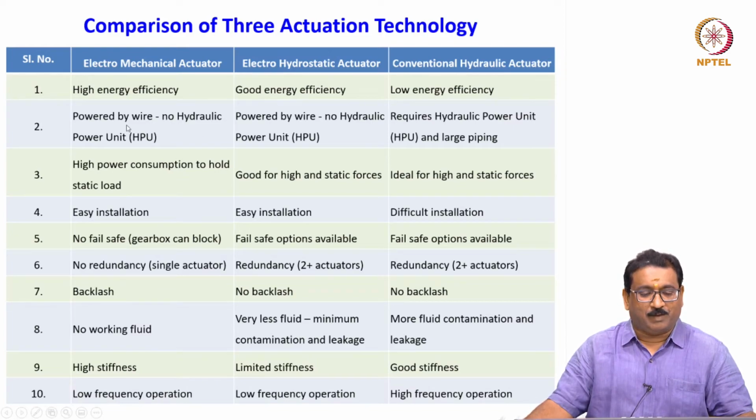Here powered by wire, no hydraulic power unit, HPU. Here powered by wire, here also no hydraulic power unit. In conventional, it requires a hydraulic power unit and large piping. Here high power consumption to hold a static load. In the EHA good for high and static forces. Here ideal for high and static forces.